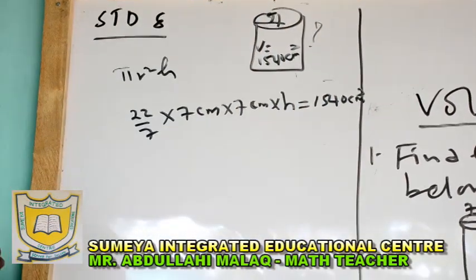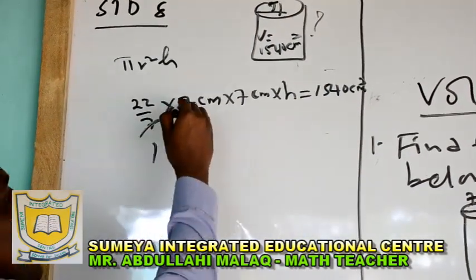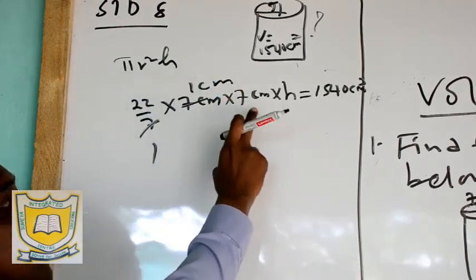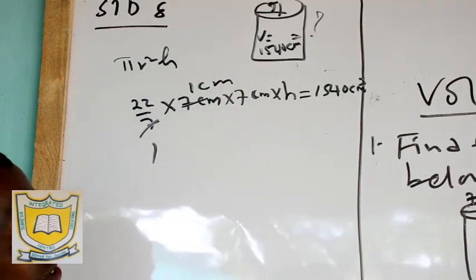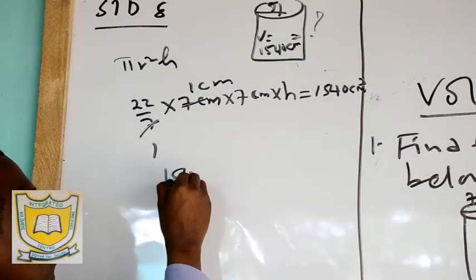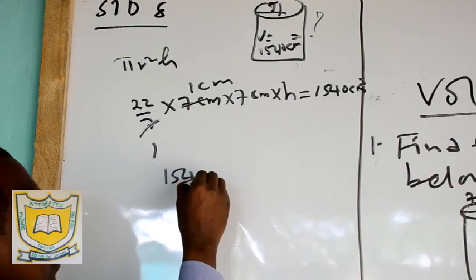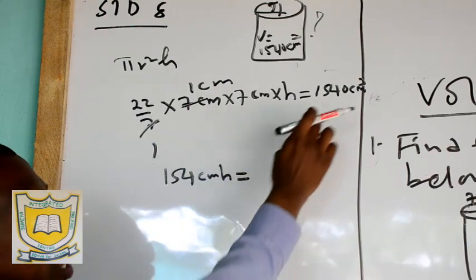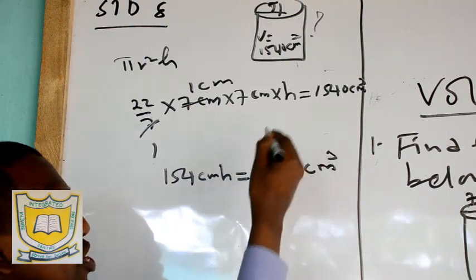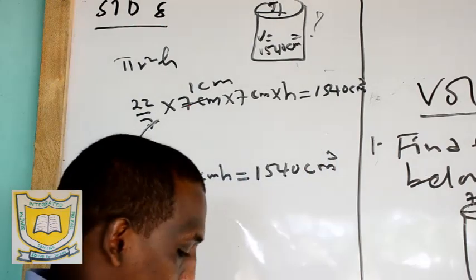So now let us use the formula. π is 22 over 7. 22 over 7 times 1 centimeter times 7 centimeter, you get 154 centimeter squared. 154 times H, you get 154 centimeter squared H is equal to the total volume, 1540 centimeter cube. What do we do now?